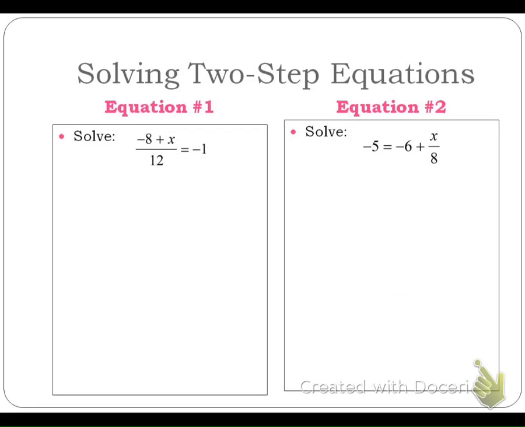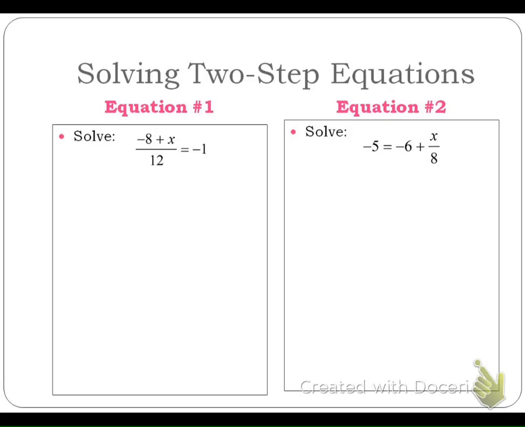Knowing when and when not to apply cross multiplication with your complex fraction is a little tricky. You just need to practice it and be able to identify it, and make sure you understand the definition of complex fraction. So let's take a look at these two equations. One equation says negative 8 plus x over 12 is equal to negative 1. The other one is negative 5 is equal to negative 6 plus x over 8. Which one of these equations has a complex fraction in it?